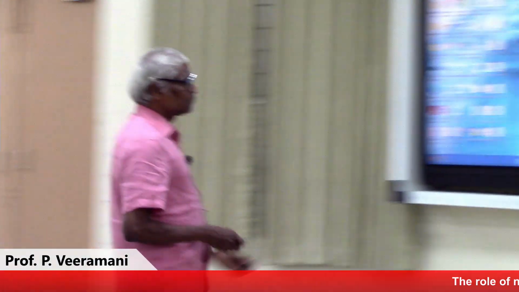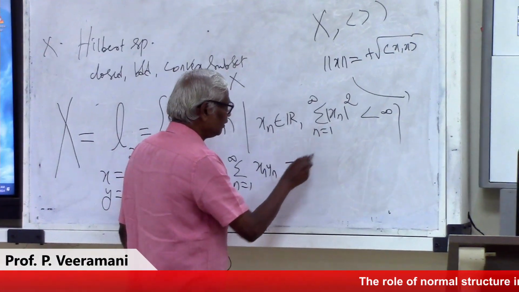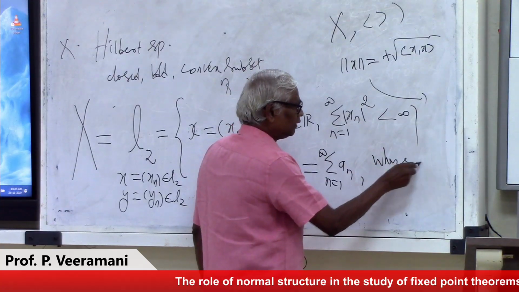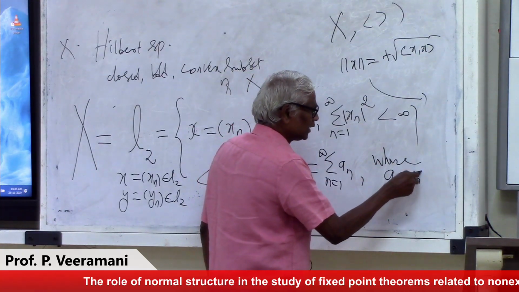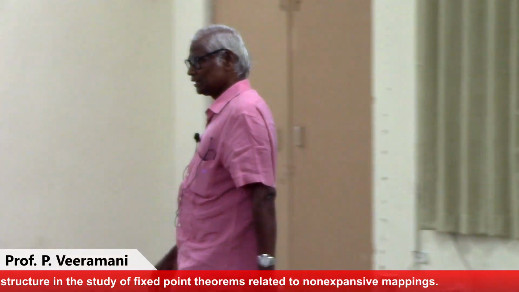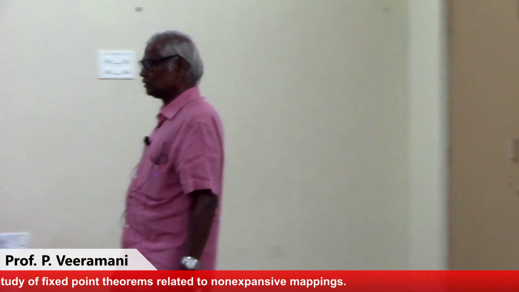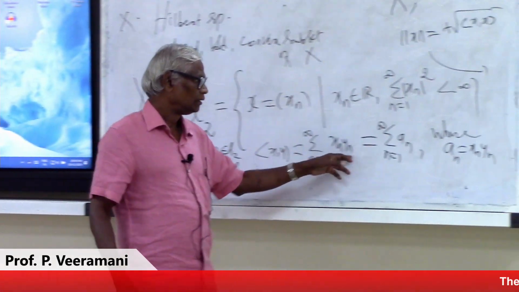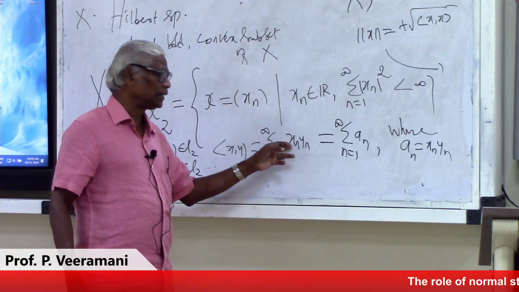Whether it is meaningful to write this? I have written some summation of xn yn, or you call it xn yn equal to an. So you call it summation n equals 1 to infinity of an, where an equals xn yn for all n. xn is a real number, yn is a real number, so xn yn is a real number. First we are writing this; we want to check whether this is meaningful. Summation of an, n equals 1 to infinity, is a series.